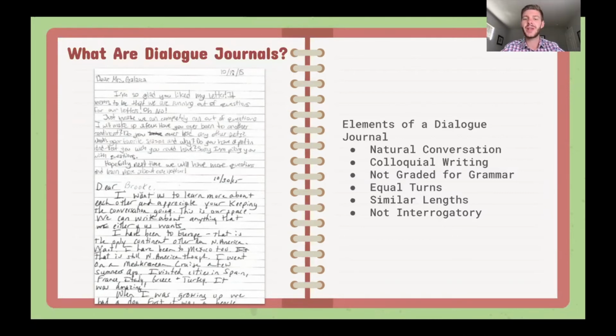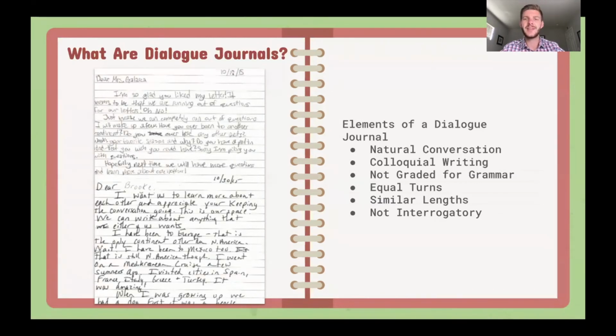Teachers should not grade students on grammar, rather allow the student to write freely while the teacher models professional writing. And while the frequency in which students and teachers write is irrelevant to the efficacy of the journal, it is important that both parties take equal turns and respond to each other in similar lengths. In their responses, teachers should not ask too many questions of their students, because then the student is placed in the role of a responder, not a communicator.